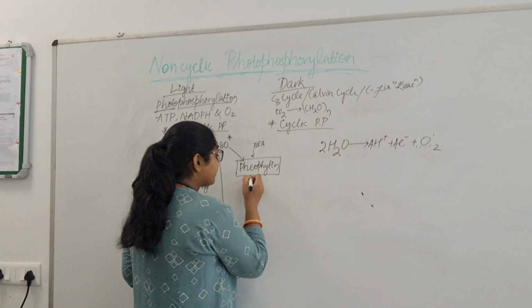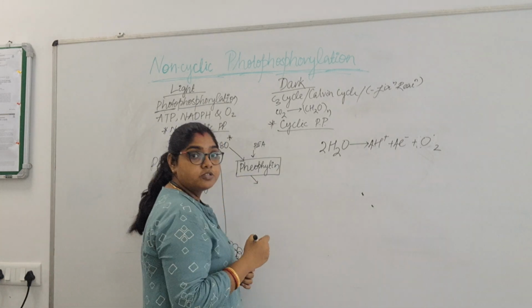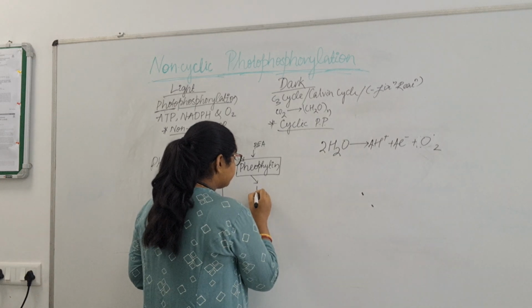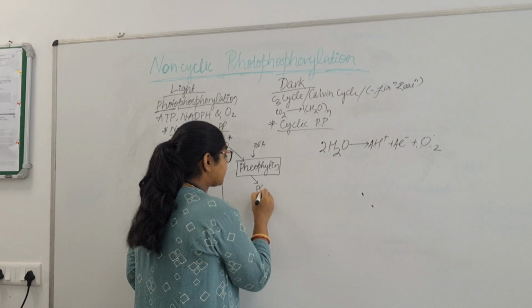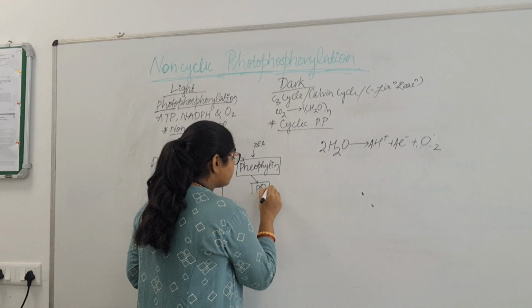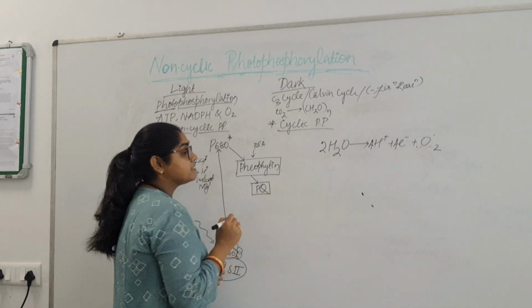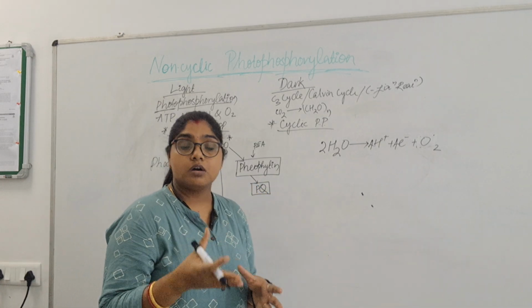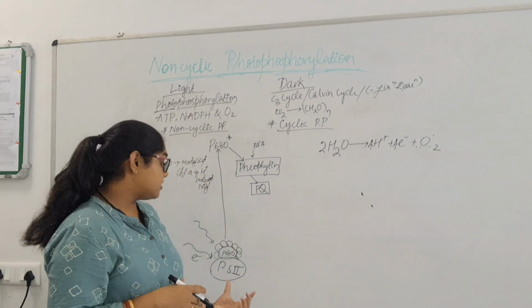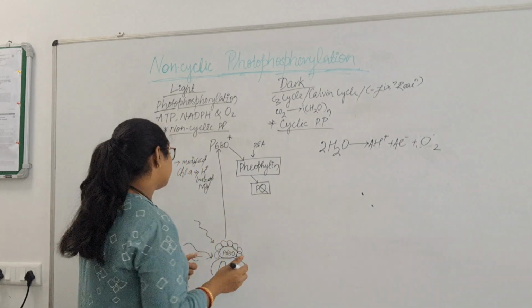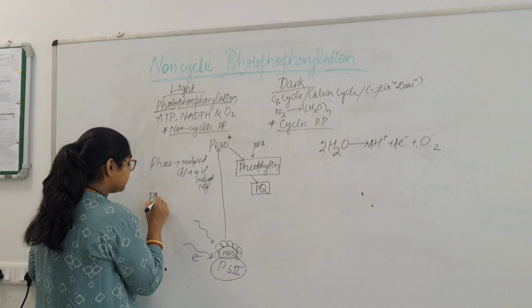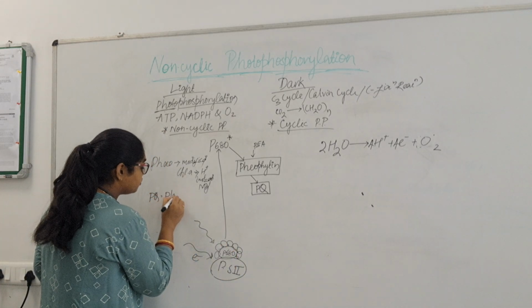Then this pheophytin transfers the electron to quinone. Pheophytin-quinone type of center, so it will transfer to plastoquinone. It is a photosynthetically active quinone present in most of the photosynthetic organisms in photosystem 2. So this PQ is denoted for plastoquinone.